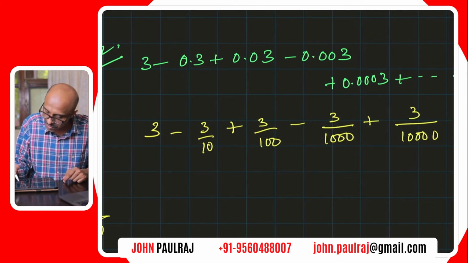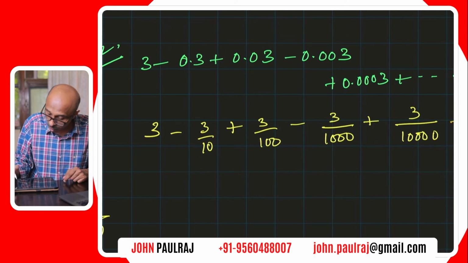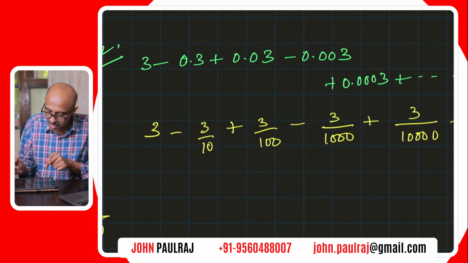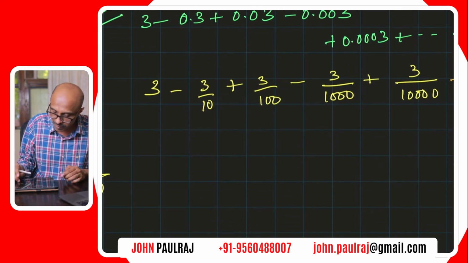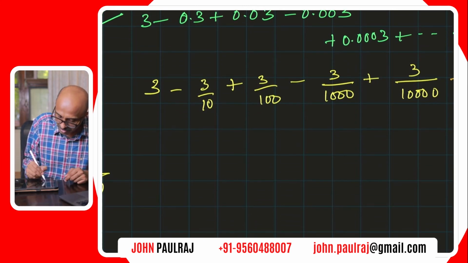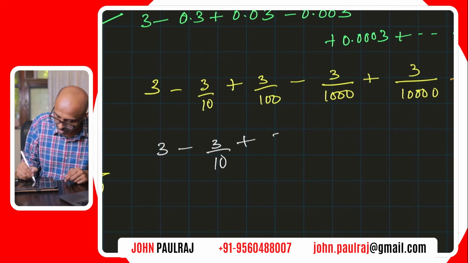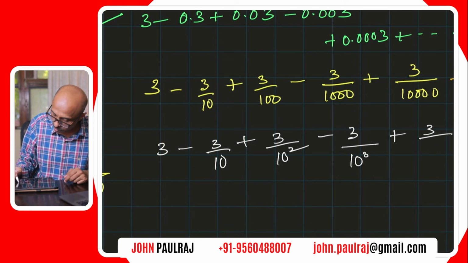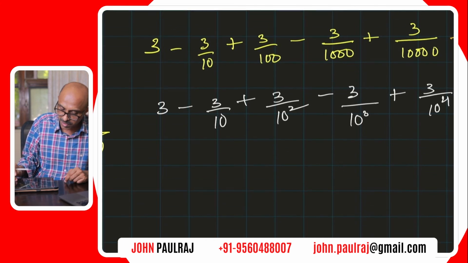So it's alternating in signs. That means this one should be a negative sign here. It's alternating in signs, and as you can see, there's a pattern in the denominator. It's a factor of 10. So we can rewrite that as 3 minus 3 over 10 plus 3 over 10 square, that's a minus, sorry, 3 over 10 cube plus 3 over 10 to the power of 4. Now you begin to see the pattern, right?